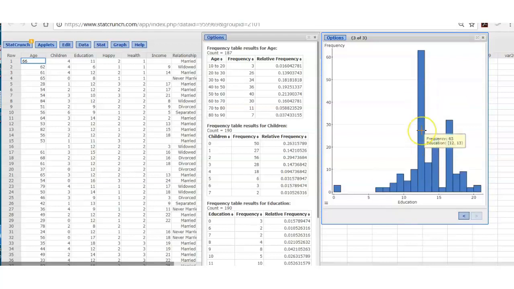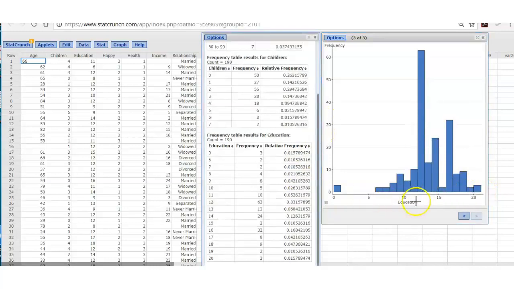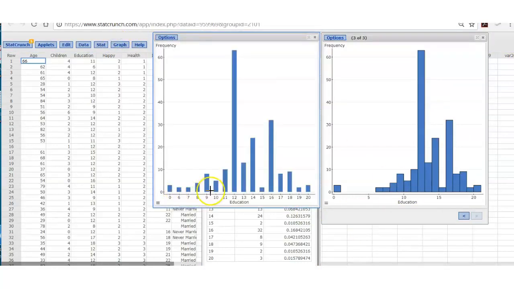We have a class width of 1. So this actually shows us all the different responses to the years of education. Now the nice thing about doing a histogram for this one is that it actually shows us where these classes were that had 0 responses. It actually shows us that there's a gap between the 0 and the 6. That's something that it was a little bit hard to see in the frequency table, and if we did a bar graph for this, the bar graph would not show us that gap. We'd have to notice that for ourselves.